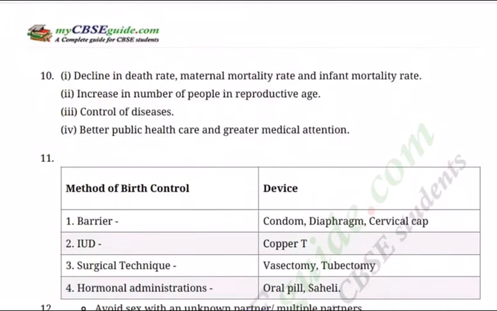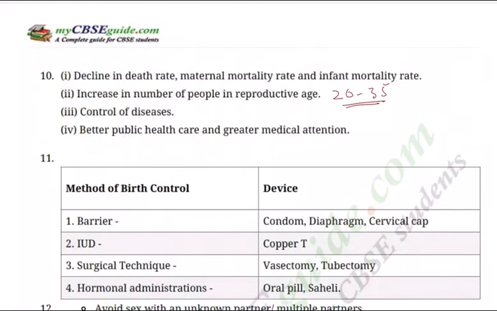Question number 10. Decline in death rate, maternal mortality rate, and infant mortality rate. So the death rate is coming down, that's why population explosion. Increase in number of people in reproductive age, that is normally this 20 to 35 years age.